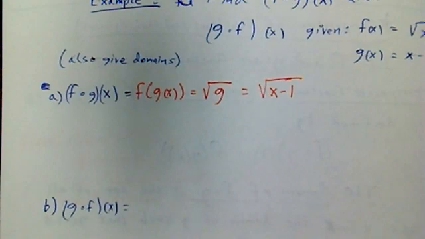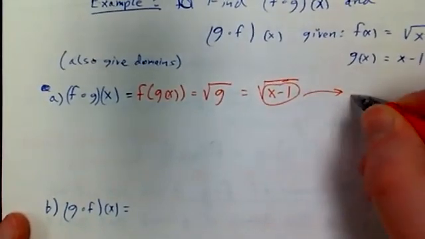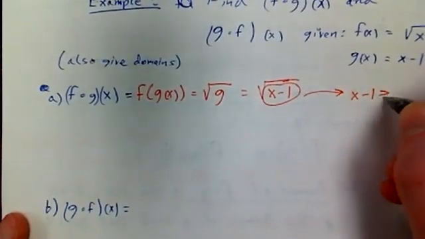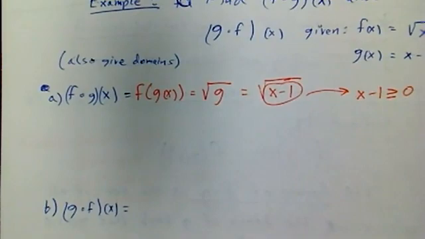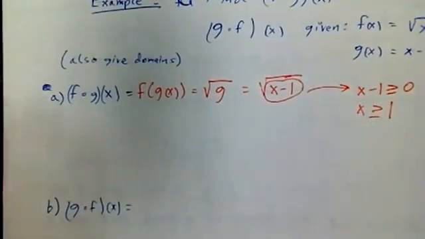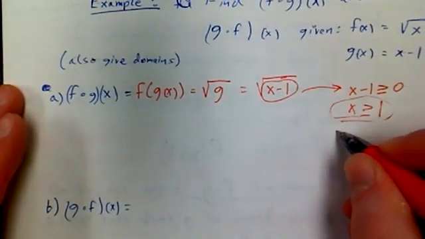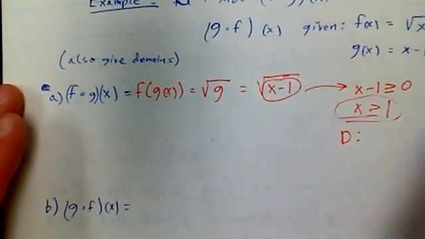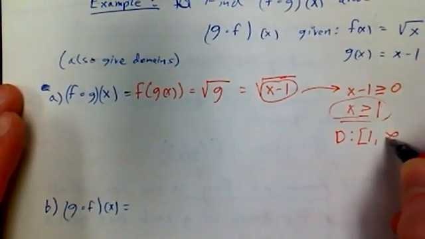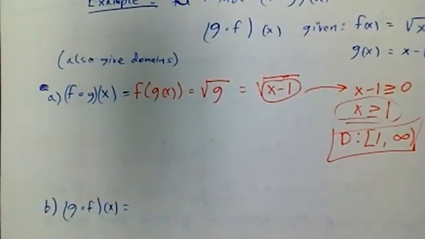So the way I'll make sure that that doesn't happen is I'll take everything underneath the square root, and I'll say, okay, well, it has to be greater than or equal to 0. So when I'm looking at this, I'm saying, okay, well, x is greater than or equal to 1. That's the only restriction. So my domain in this case is 1 to infinity. So nothing too new there. We just had to check our final part.